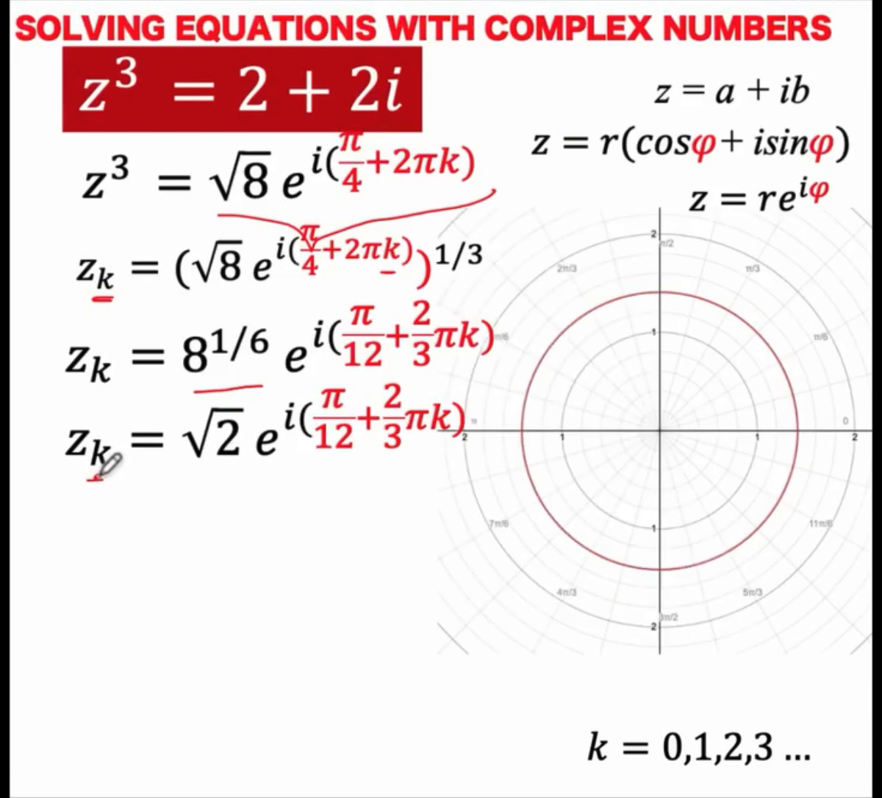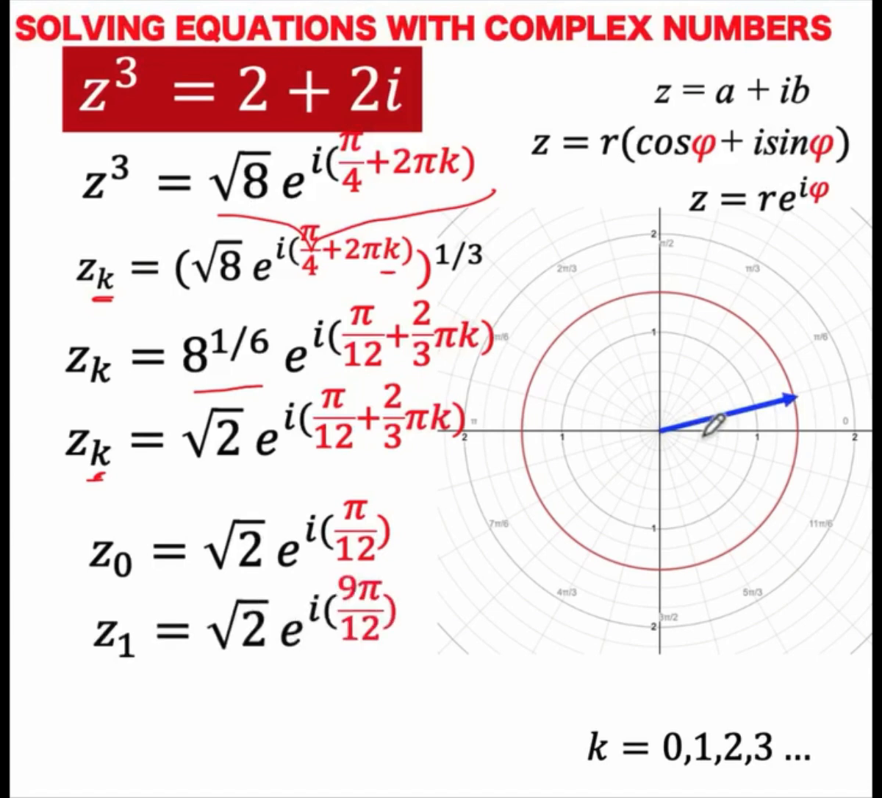So if k equals 0, then we have this solution, square root of 2 e raised to i times π/12. And this π/12 is around 15 degrees. If k is 1, we have the solution, square root of 2 e raised to i times 9π/12. And that is about 135 degrees. And for k equals 2, that is square root of 2 e raised to i times 17π/12. And that is about 255 degrees.